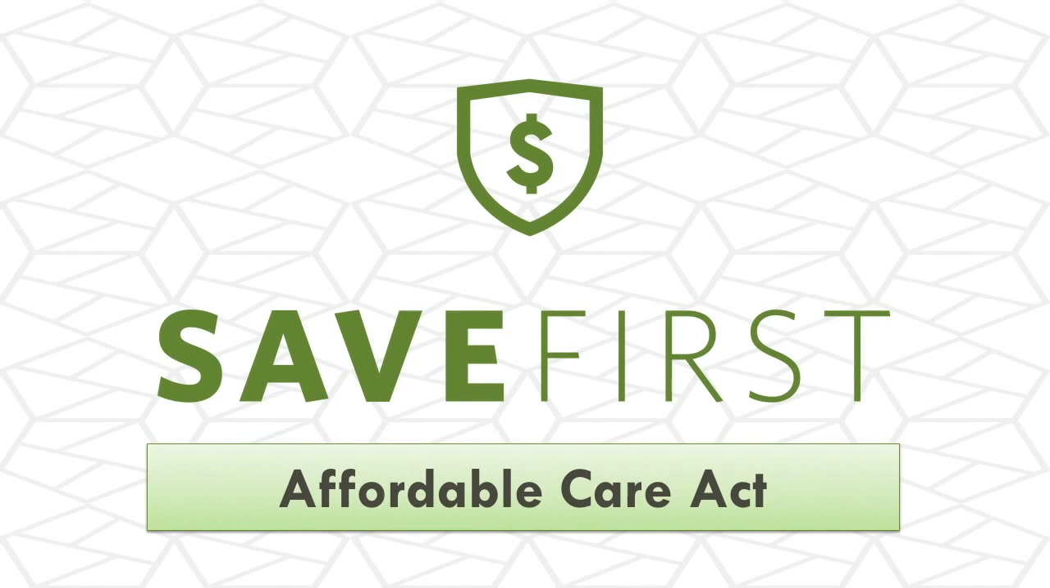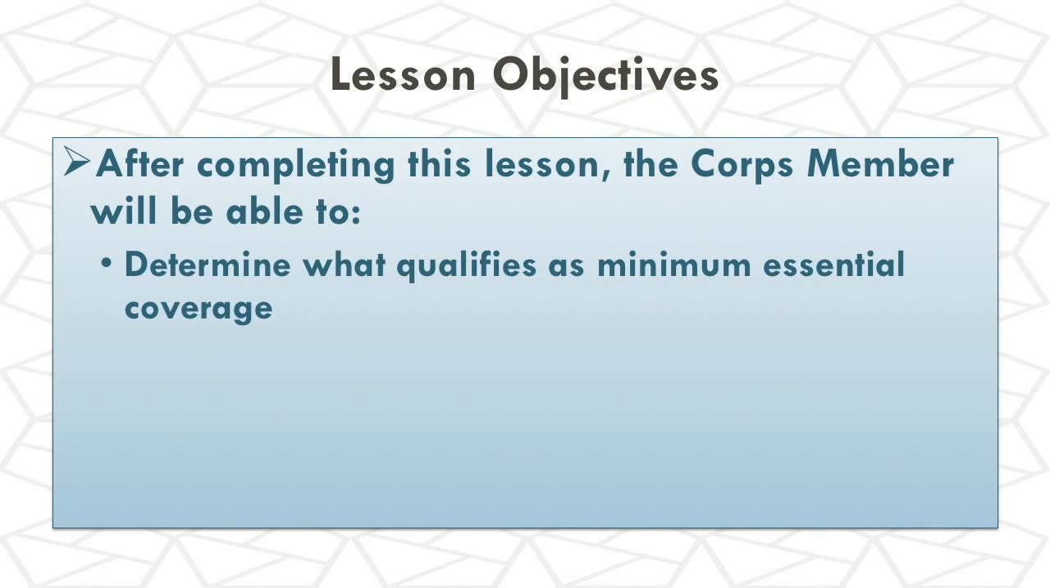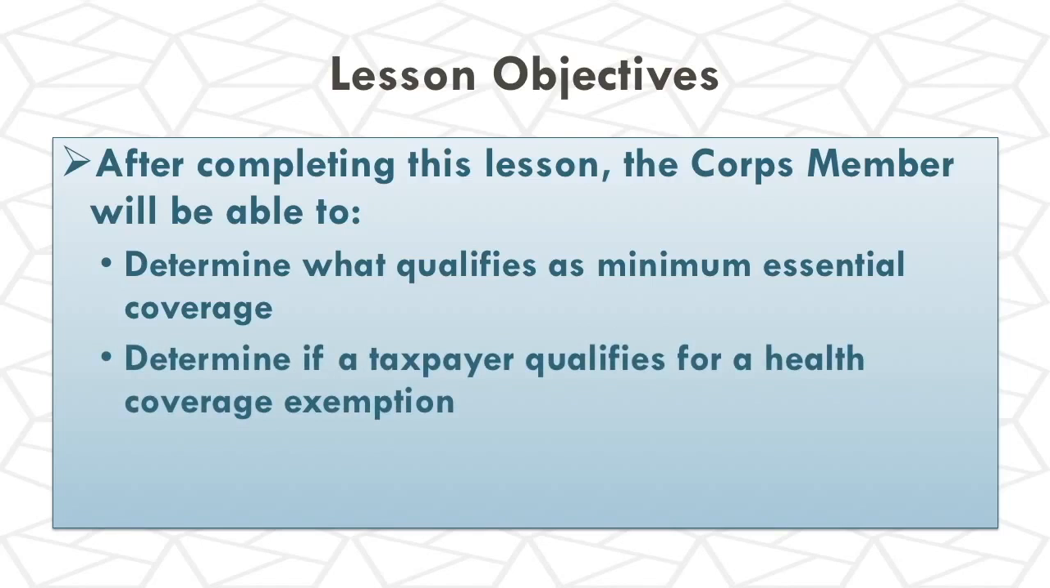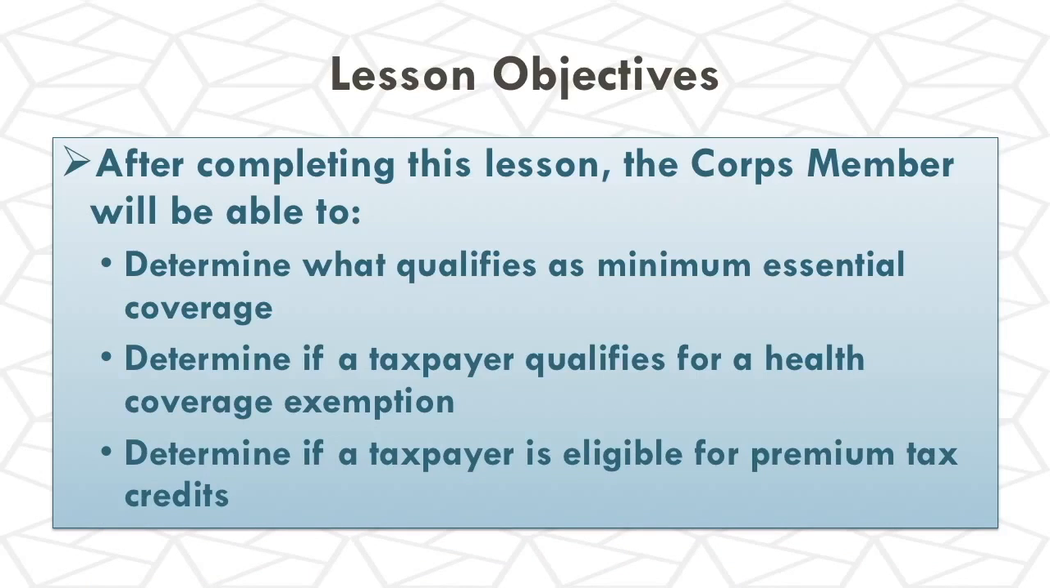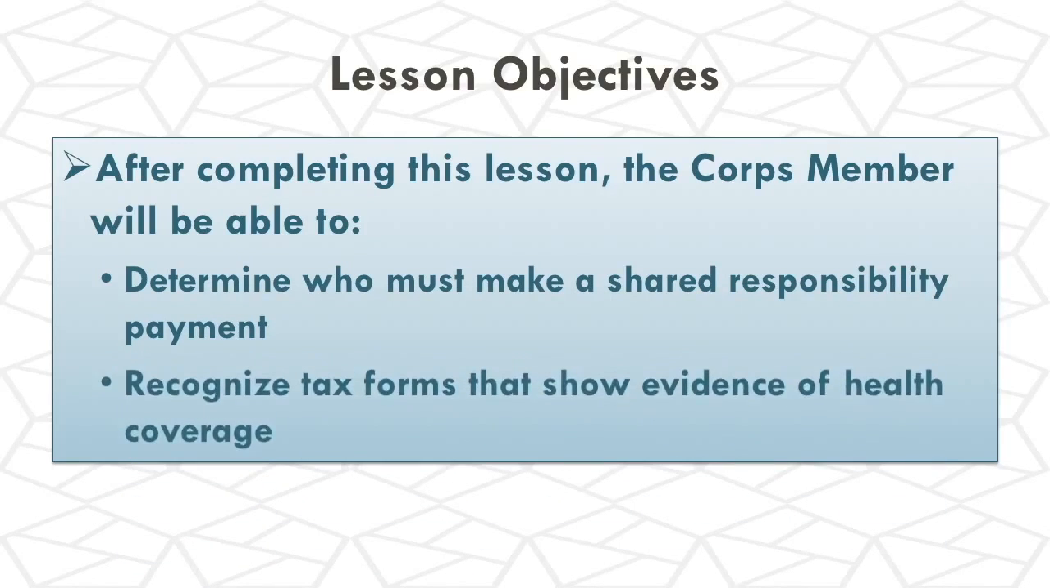In this lesson, we're going to discuss the Affordable Care Act and the tax provisions associated with that on the tax return. So after completing this lesson, you should be able to determine what qualifies as minimum essential coverage, determine if a taxpayer qualifies for a health coverage exemption, determine if a taxpayer is eligible for premium tax credits, determine who must make a shared responsibility payment, and recognize tax forms that show evidence of health coverage.